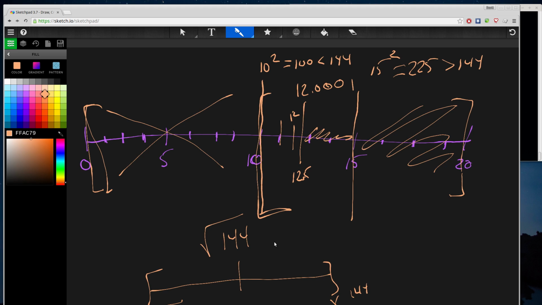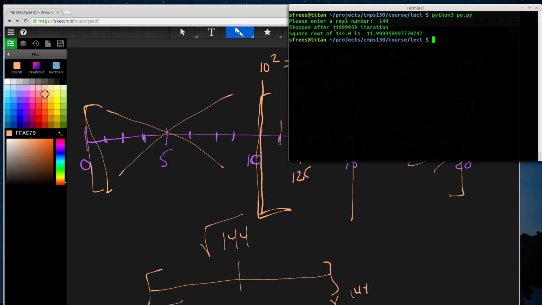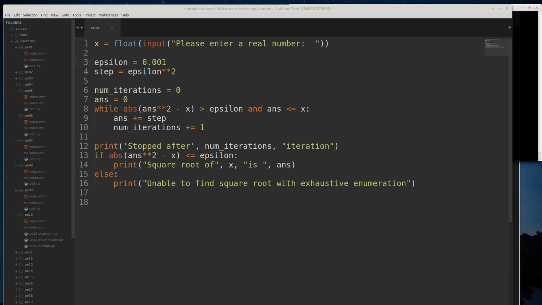And you might say, well, that's kind of naive. This is going to be farther from the actual answer. That's true, but we're probably going to recover from that very quickly. So what we want to try to minimize and compare is this 11 million iterations for 144. Let's see how much better we can do with the bisection method. All right, so I've got my exhaustive enumeration.